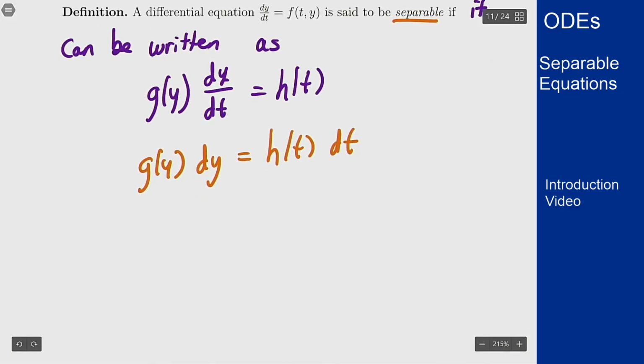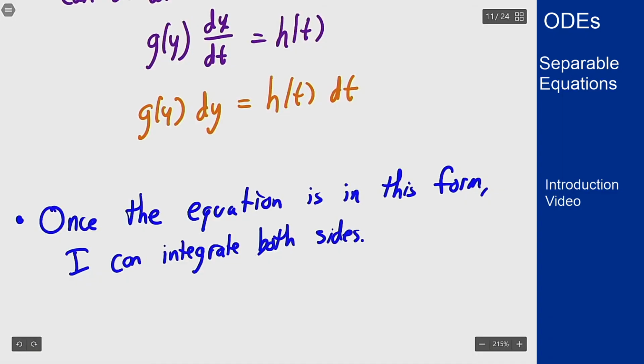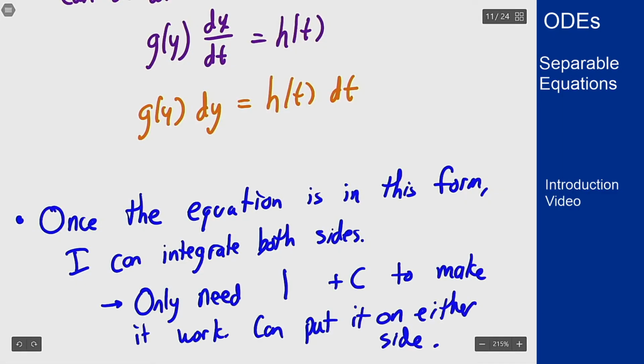The point is, once I can write the equation in this form, I can then integrate both sides. One integral will be in y, one will be in t, but that's entirely fine. I'm computing the integral of both sides of an equation. I'll get the same thing up to a plus c. And I will only need one plus c because I'll be able to combine them together into one single constant. You can put it on either side of the equation, that's also fine. This generally will not leave you with an explicit solution of y equals something else, and that's also entirely fine.